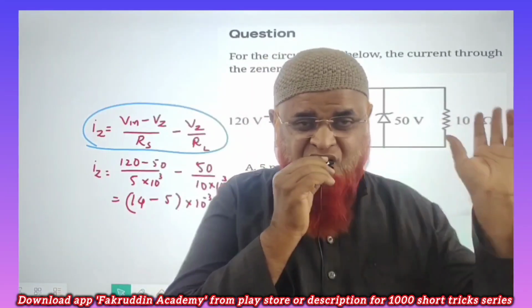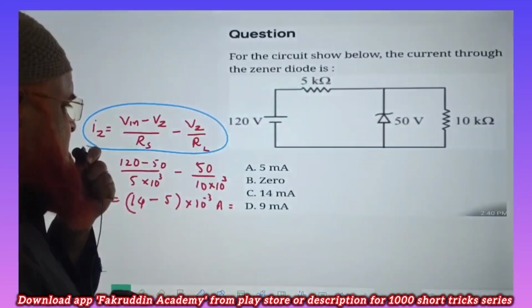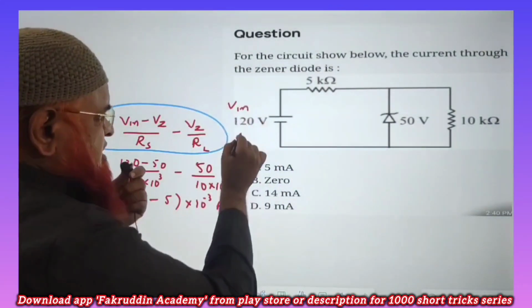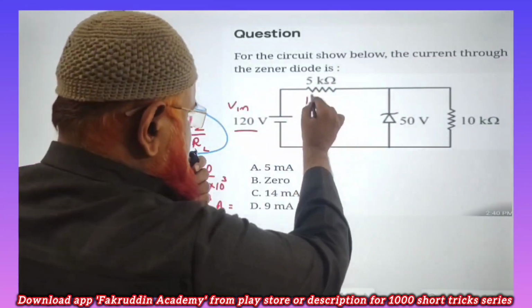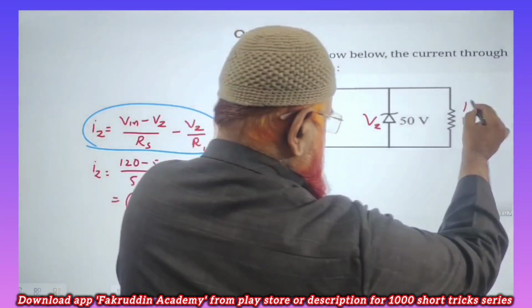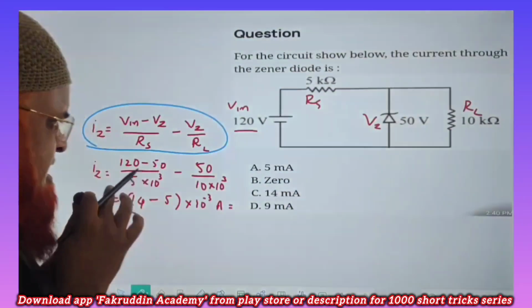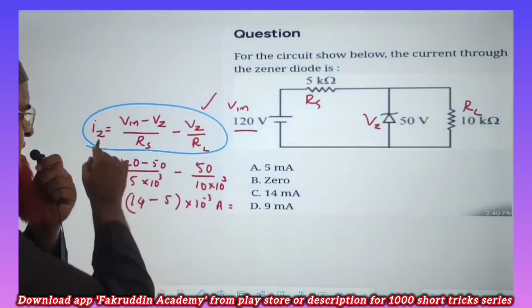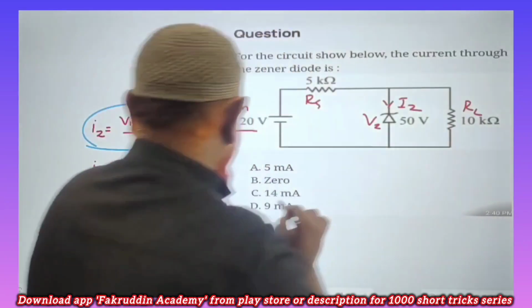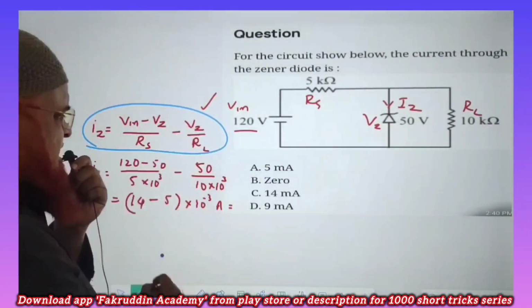And the shortcut is, in the case of a Zener diode, whenever it is given that V input is 120, and this is the series resistance RS, this is the voltage across the Zener diode, and this is the voltage across the load resistance. That's it. If this is the data given, we can use a direct single step formula here. What is that? We are asked to find the current across the Zener diode. So the current across the Zener diode is V in minus Vz by Rs minus Vz by RL. Apply this formula directly.